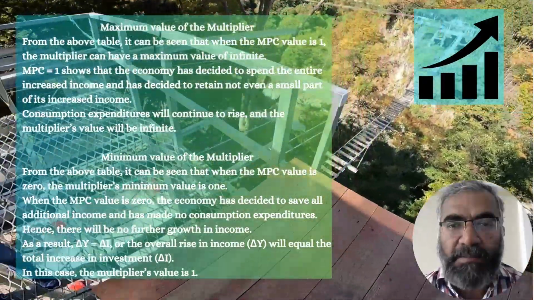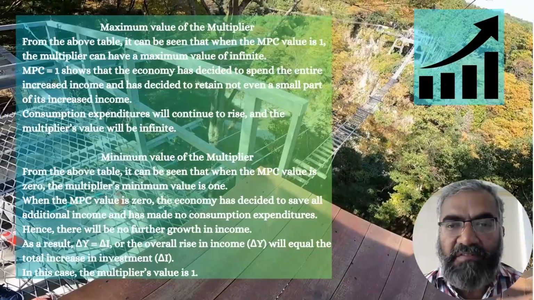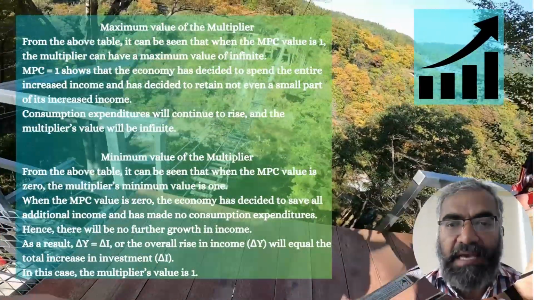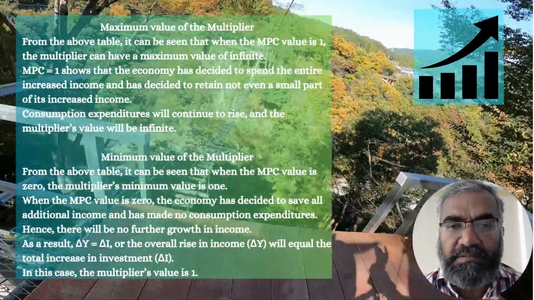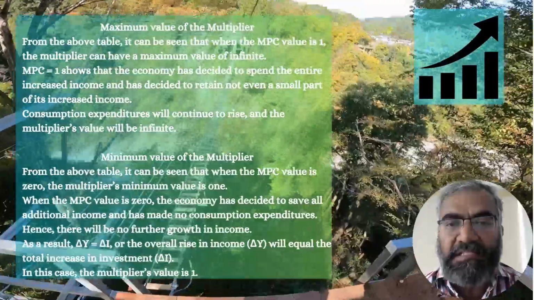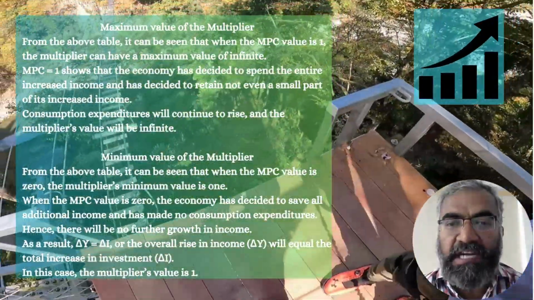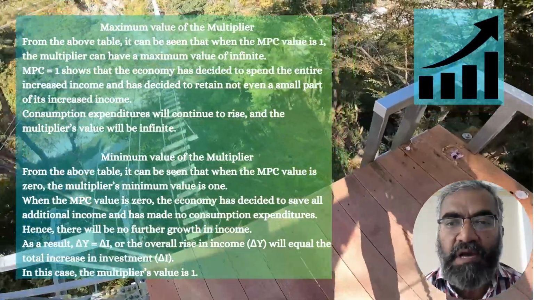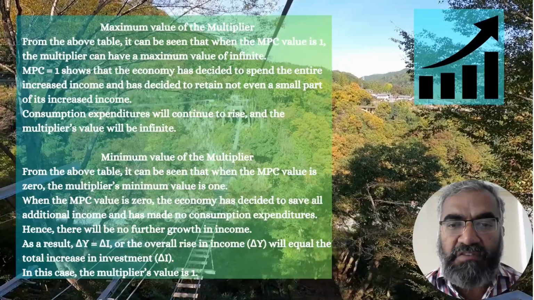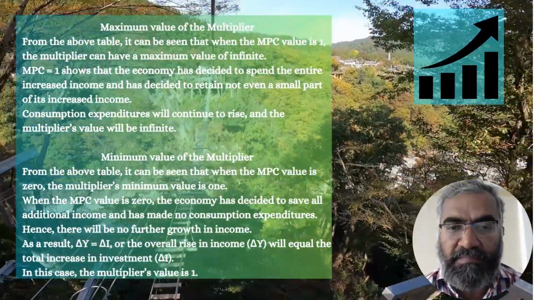Maximum value of the multiplier. From the above table, it can be seen that when MPC value is 1, the multiplier can have a maximum value of infinite. MPC is equal to 1 shows that the economy has decided to spend the entire increased income and has decided to retain not even a small part of its increased income. Consumption expenditure will continue to rise and the multiplier's value will be infinite.